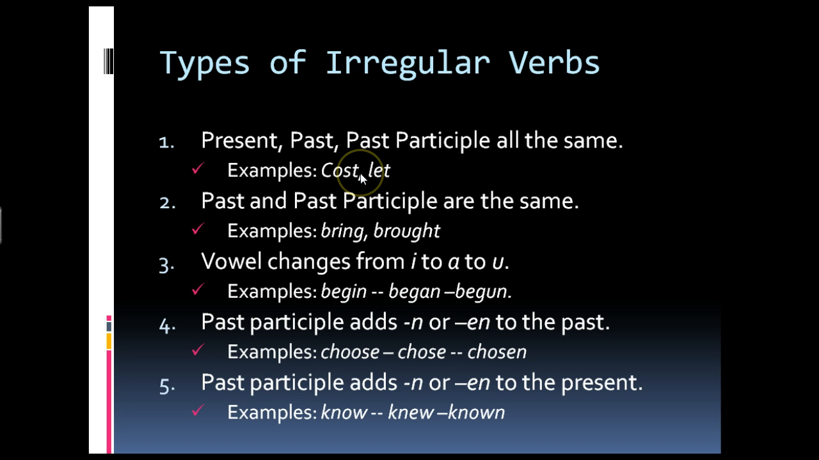There's no ed form of it. There's no misspelling form of it. Cost is the verb, whether it's present, past, or the past participle. Cost, had cost. There's no costed.